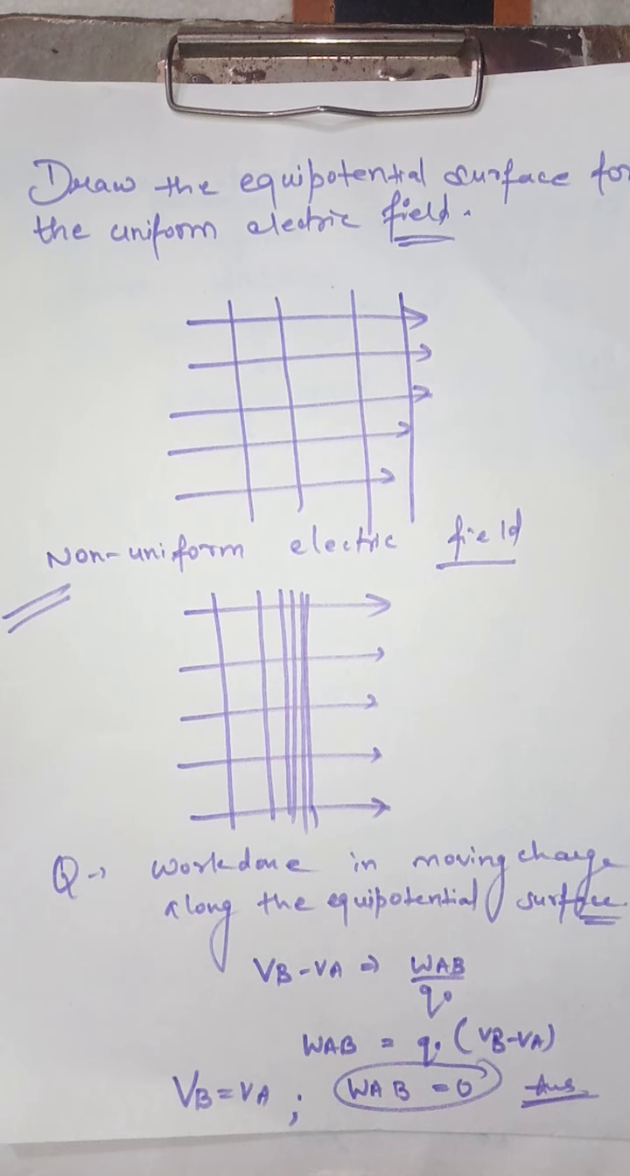If VB is equal to VA, then WAB is nothing but equal to 0. Therefore, we can say that the question, what is the work done in moving the charge along the equipotential surface, reduces to the answer 0. Why? Because equipotential surfaces are those surfaces on which the value of potential remains the same everywhere. And if we have the same value of potential, that results in 0 work done. Hence, we have to do no work in moving the charge along the equipotential surface.